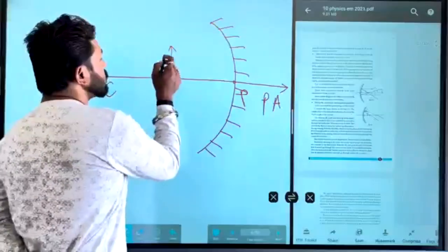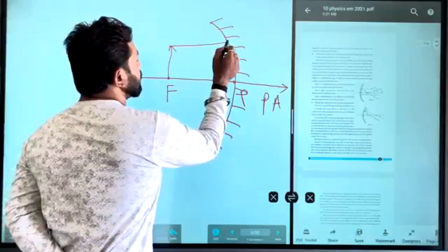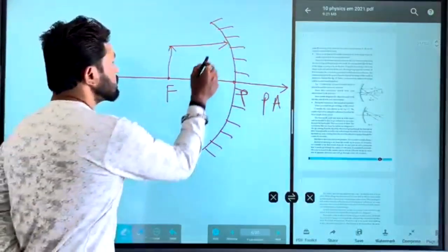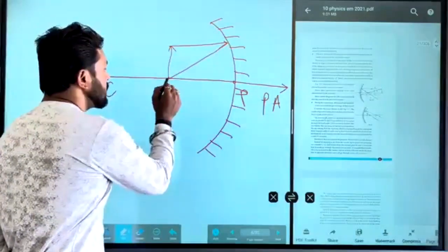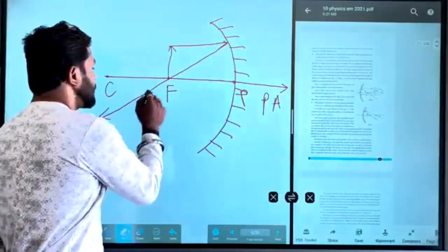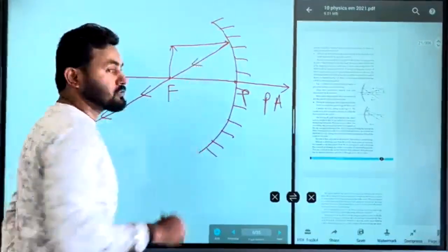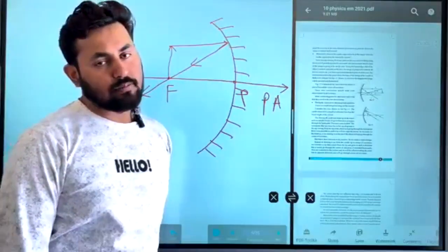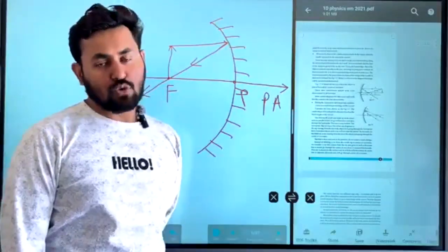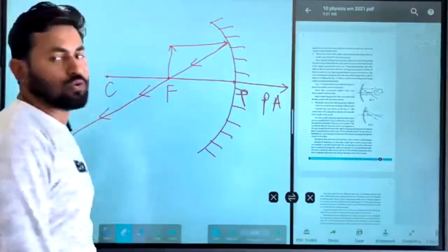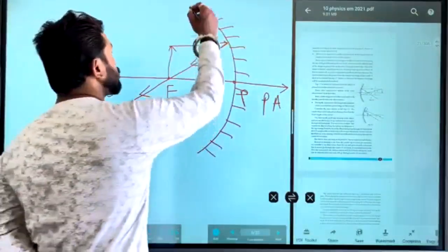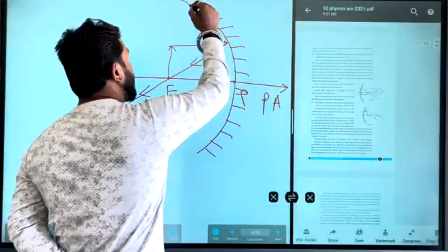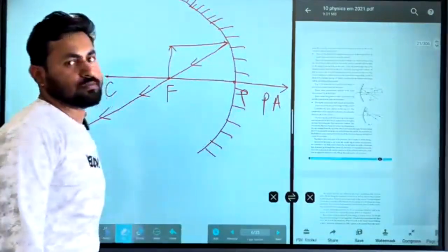Now if I draw the ray diagram like this, after the incident ray strikes the mirror, the reflected ray will pass through focus. This is the first rule that we have. Let me extend this because I want to use the third rule.